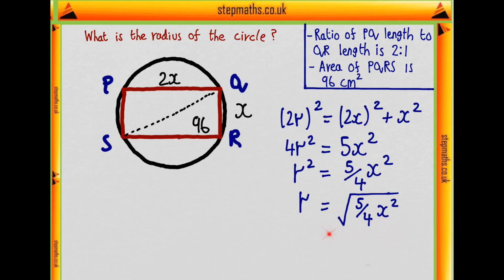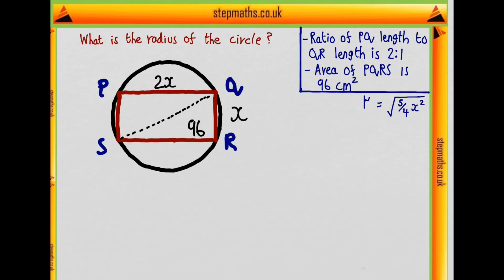Now, I've left it in the x squared form here, because you're right in saying that I could write this as square root of 5 over 4 times x, because it turns out x squared will be a lot easier to find than x. And the reason for this is we're going to find x squared from the area, so x squareds are going to appear naturally. So let's find x squared, so we can sub it into here.